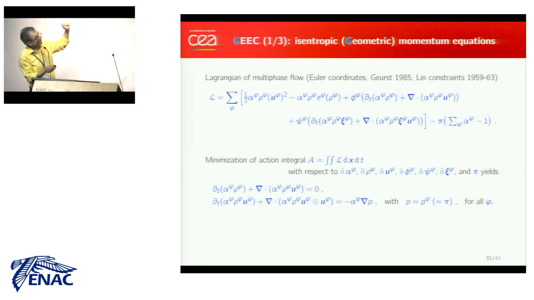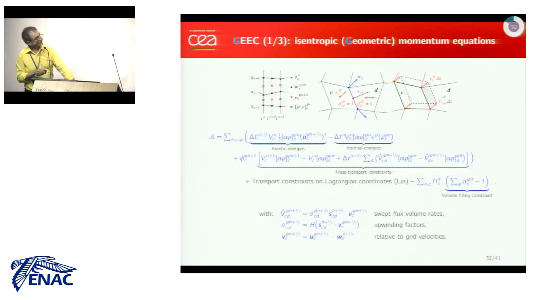Because in Euler coordinates, we don't have any constraints between rho and u that we would have if we had Lagrangian coordinates. Lagrangian coordinates define the geometry, the connection between these two fields. And at the same time, here we have the link constraint that gives the conservation of Lagrangian coordinate psi. So we apply least action principle, and we end up with this equation.